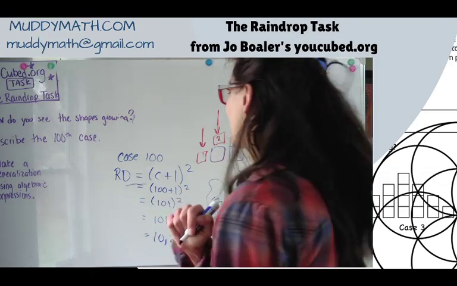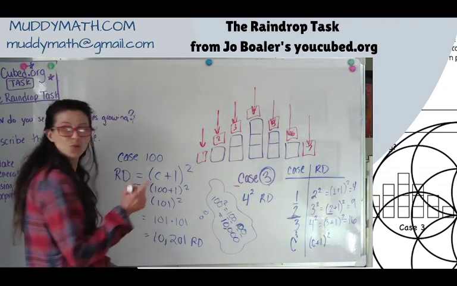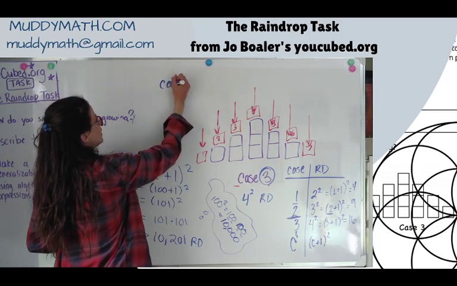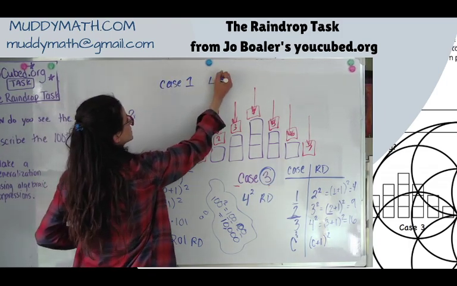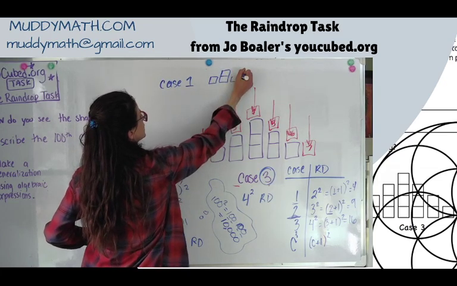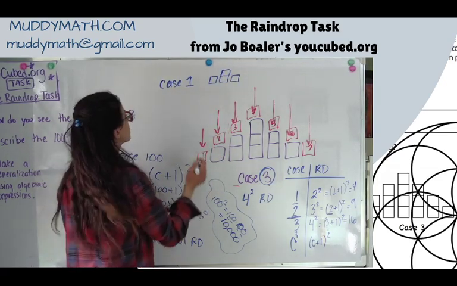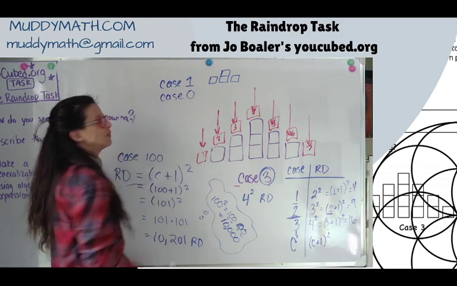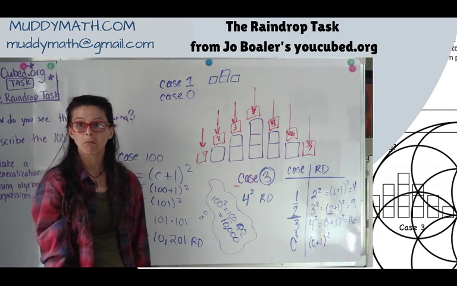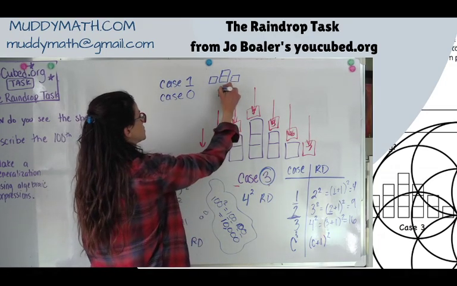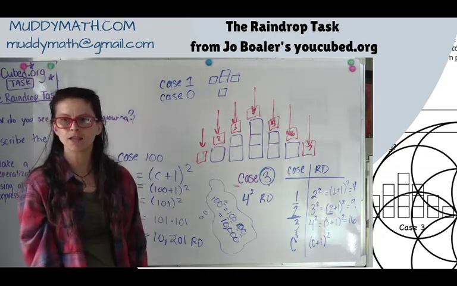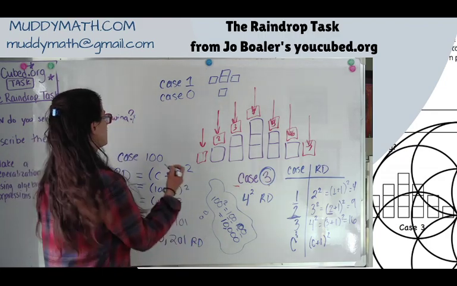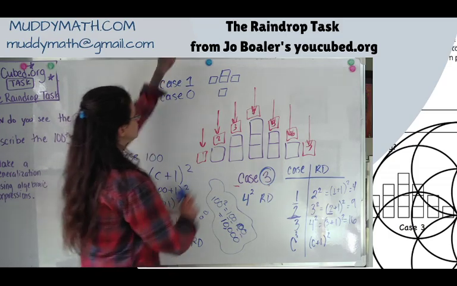What about the 0 case? So does it work for the 0 case? Okay, so remember our case 1 looked like this. 3 columns, 4 squares, right? Now case 0, what would case 0 look like? I think it would be just 1 square. Does this formula, this algebraic expression, generalize to case 0 as well? Let's check and find out.